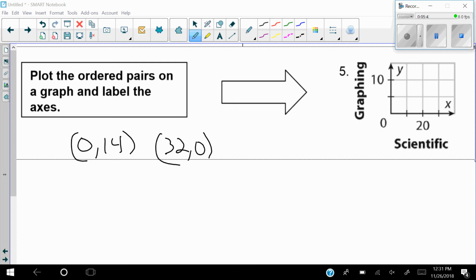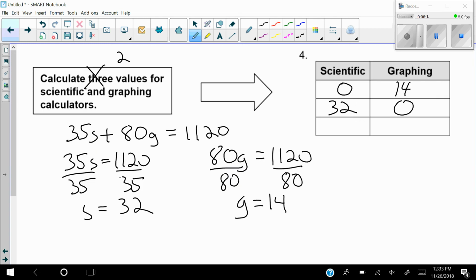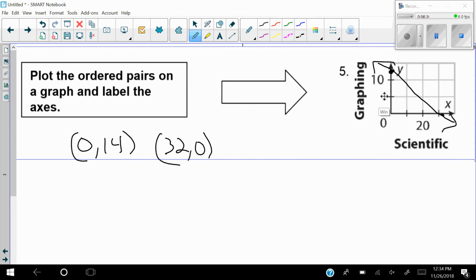So what you want to do is just plot these points. At 0, 14, that's going to go up on the y-axis, so that's going to be about right here. And 32 is going to be right in here. And we're just going to draw a line like so. And that's our graph. If we look at the last slide here, you see how you got 32 for scientific and 14 for graphing? And you come back to the axis, 14 for graphing, 32 for scientific.